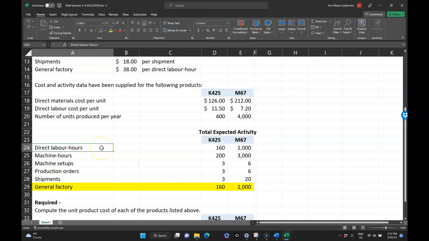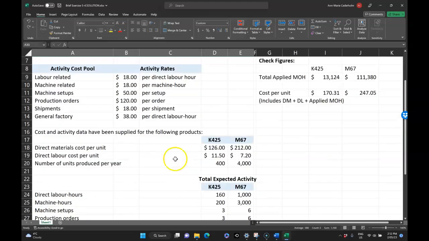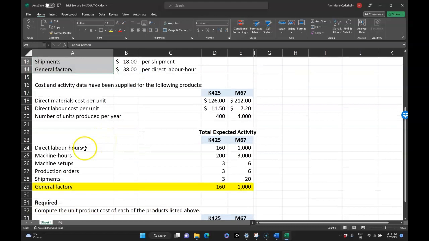So I've got direct labor hours, machine setups, production orders, shipments, and I put general factory in here because they didn't in the original question, but I know it's one of the activities in the cost pool. So I just put it down here to remind myself.